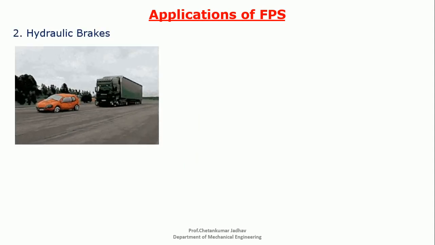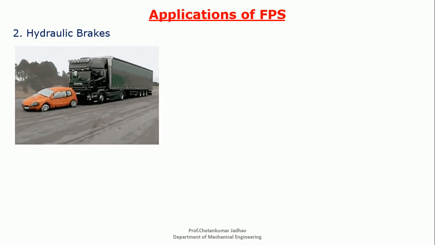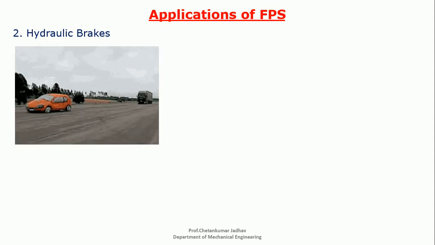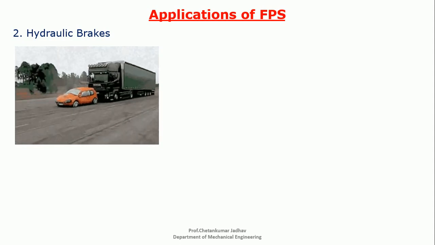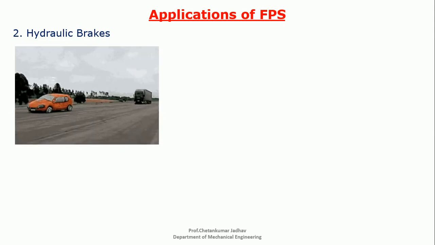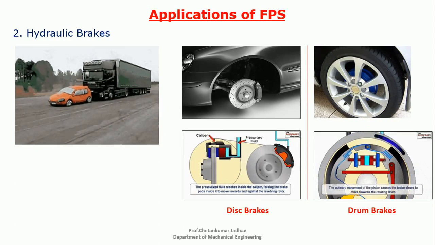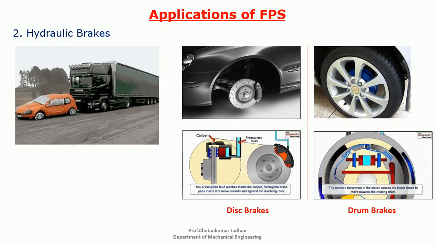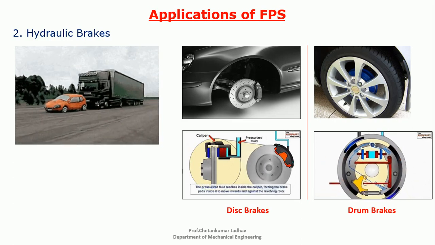Students, next application is hydraulic brake. When a vehicle is moving at high speed and suddenly we want to stop the vehicle due to some obstacles, then we can use hydraulic brakes for instantaneous stopping of the wheels. There are two types of brakes, disc brake and drum brake. Both will work on the principle of Pascal's law.